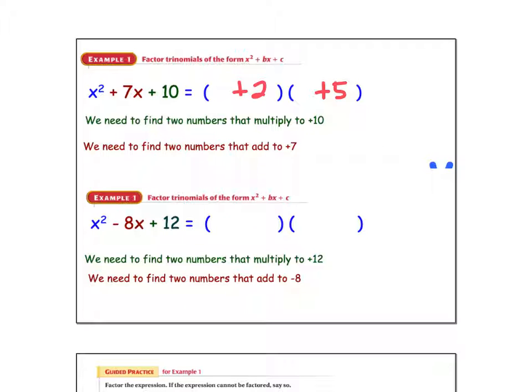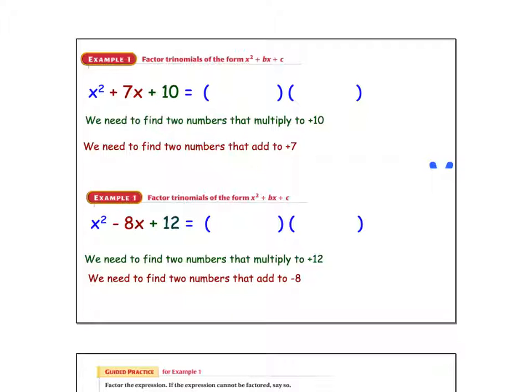And this is another example where you should never get these wrong, because you can check these 100% of the time to make sure you're 100% correct. If I FOILed it, I would just make sure that I get this trinomial back out. So x times x is x squared, 2x plus 5x gives you the 7x, and then the 2 times the 5 gives you a 10. So you've confirmed that your factors are correct, and the signs are correct too, which is important.